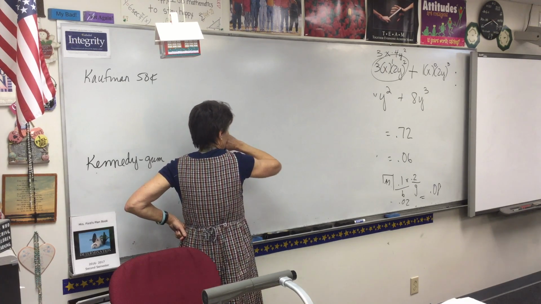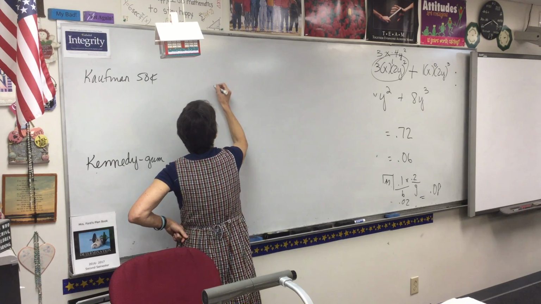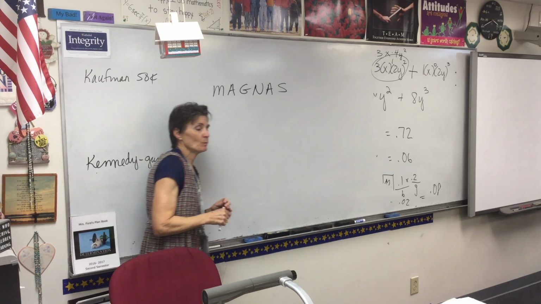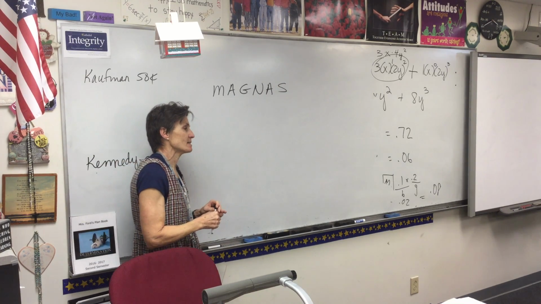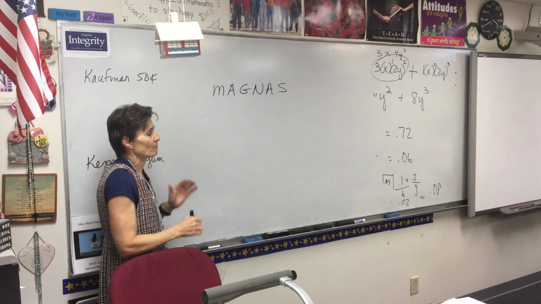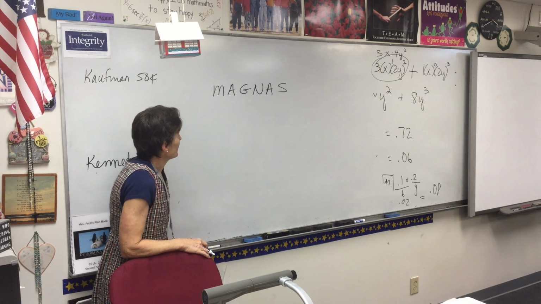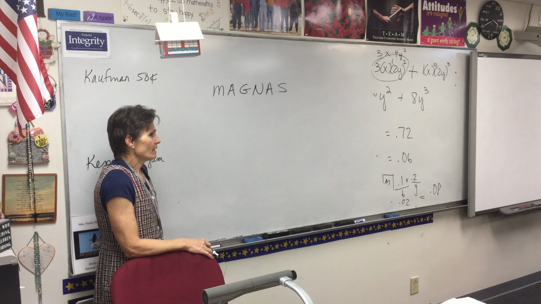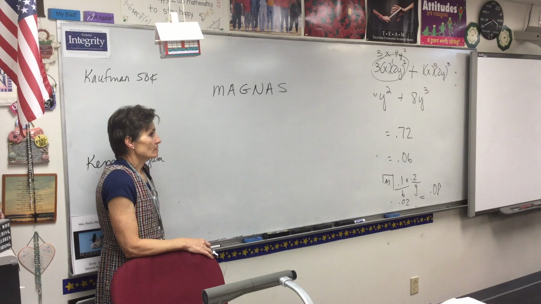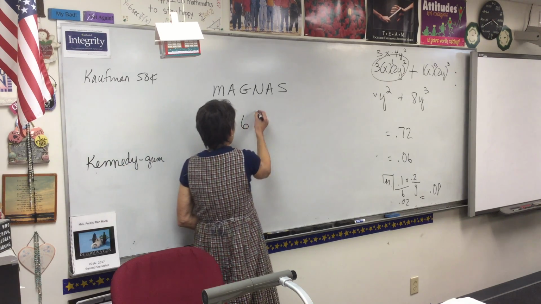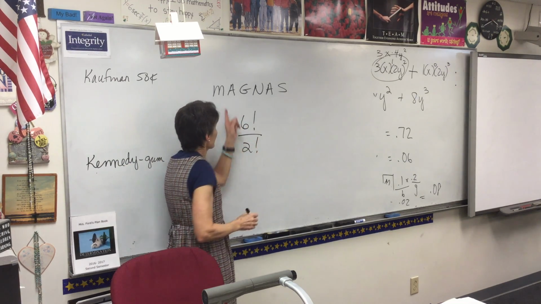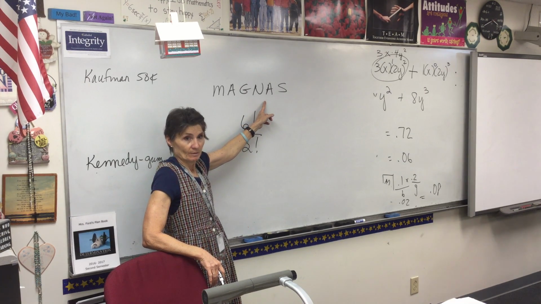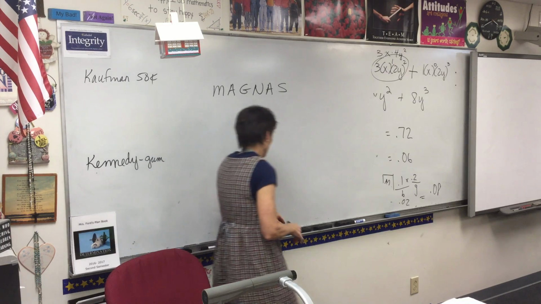All right, let's review. How many ways can we arrange the letters of Magnus's name? What would the setup for that look like? How many ways? How many letters are there? 6 factorial divided by 2 factorial because there are 2 A's. Right? Okay.